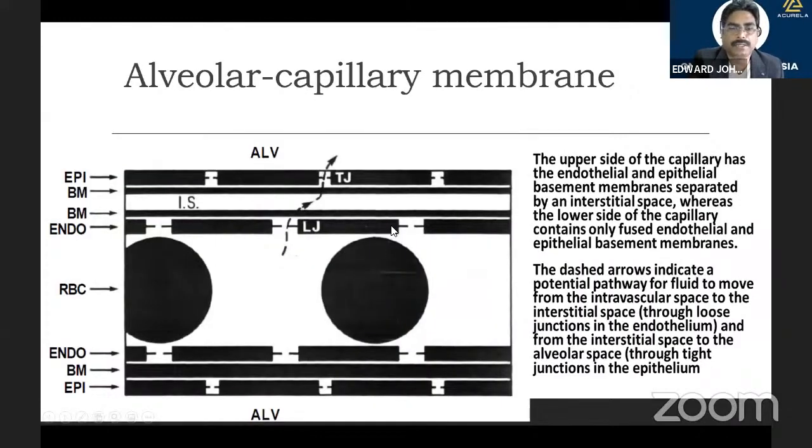So this is another picture of that. On the upper side, you can see the alveolar epithelium, basement membrane, interstitial space, and endothelial basement membrane. So it has a long distance. On the other side, the endothelial basement membrane and epithelial basement membrane are fused together, and there is no interstitial space. So gas enters here, and fluid enters through the loose junction in the endothelium and the tight junction in the epithelium.